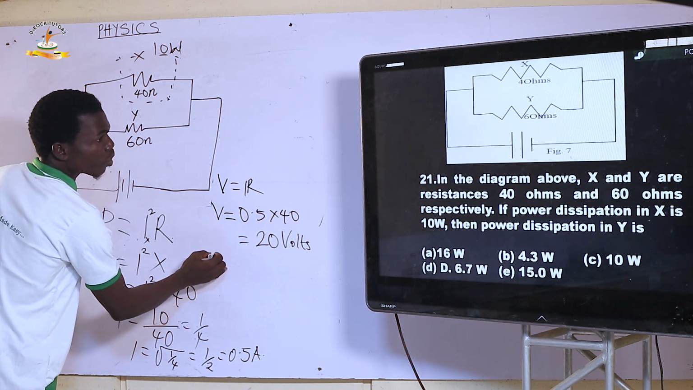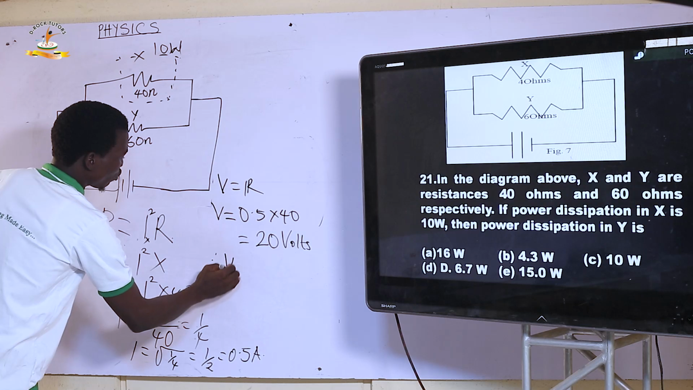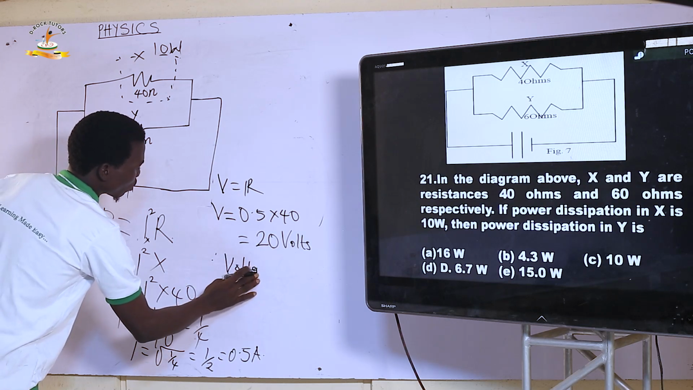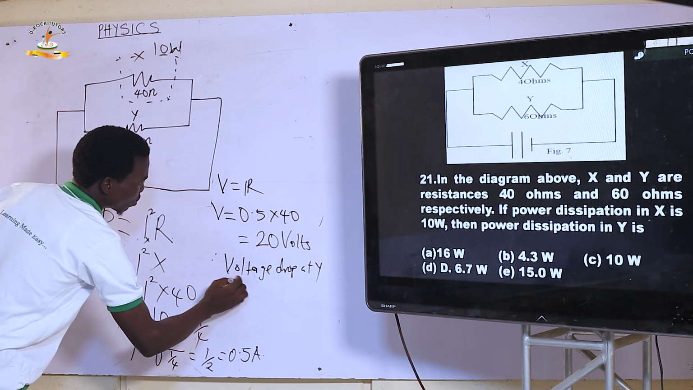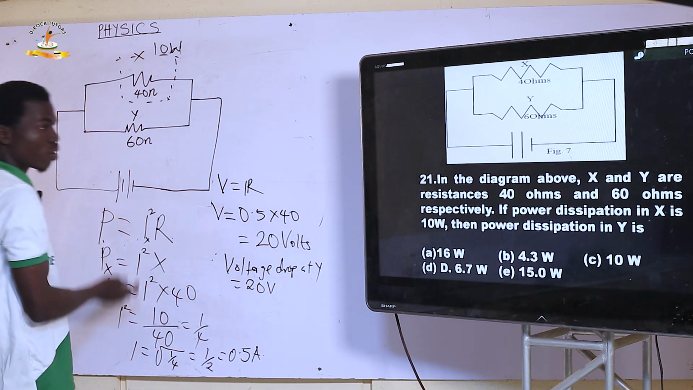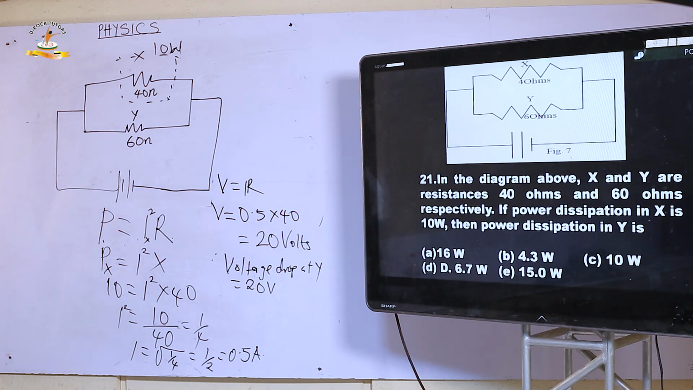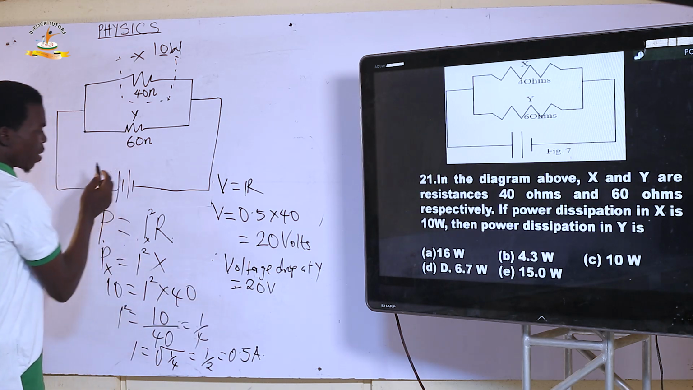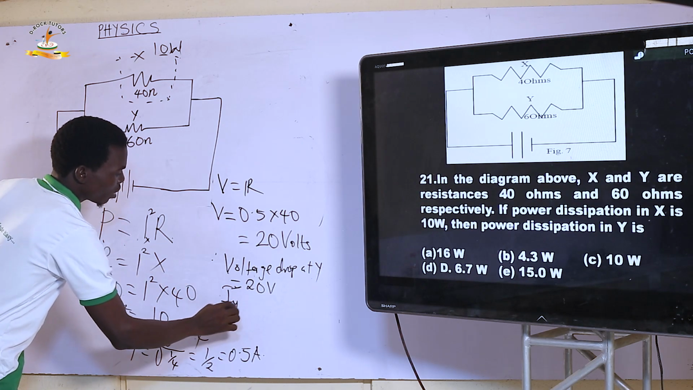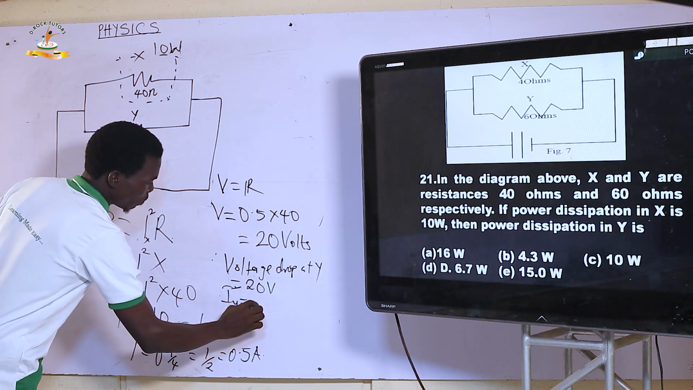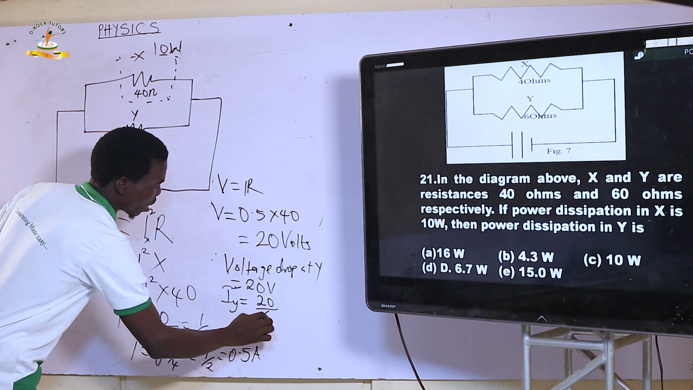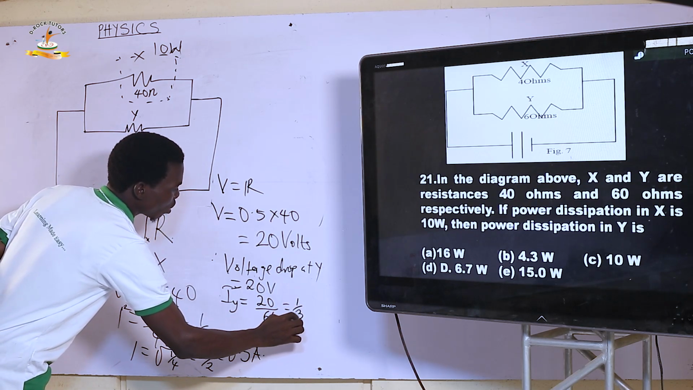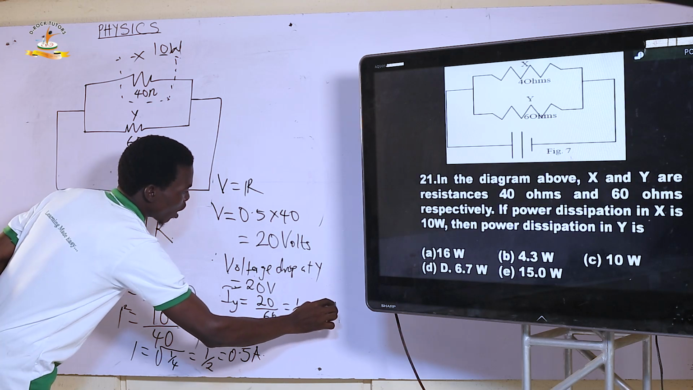Therefore, the voltage drop at Y equals the same 20 volts, because it is a parallel circuit. Once I get this voltage drop, I need to get the current through Y. So I of Y equals V, which is 20, over Y, which is 60. This is 1 over 3, or 0.33 amps.